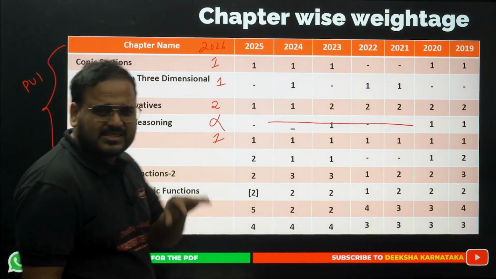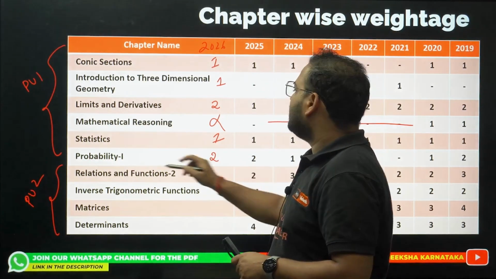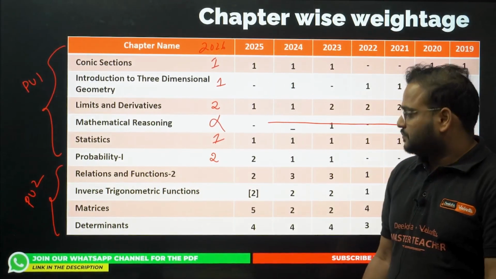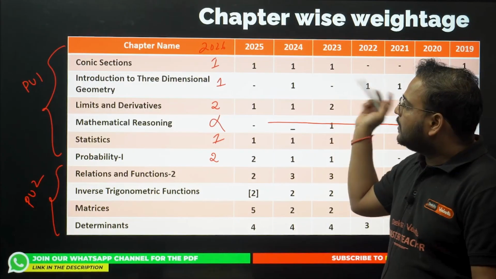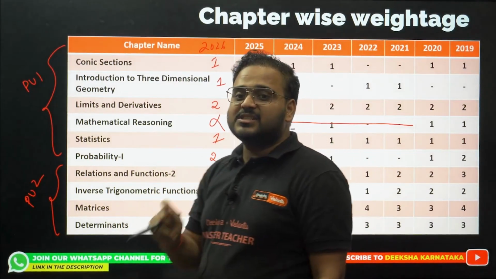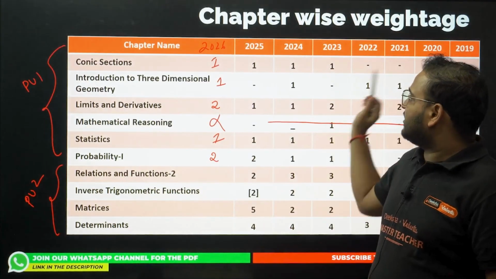Probability part 1 had simple questions. There were 2. You can expect here again 1 to 2 questions from probability also. Now, this is the whole story of PU1 chapters, how many questions can be asked this year as well, if you understand the pattern of the syllabus. Okay, chapter-wise trend, if you see.